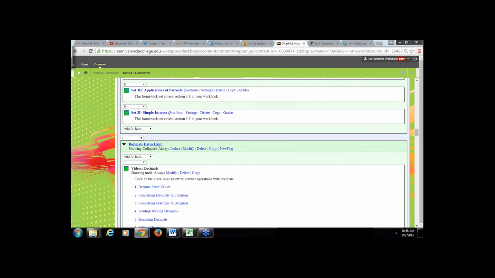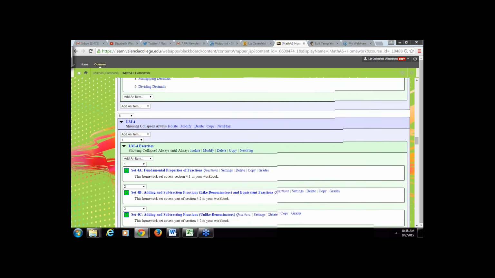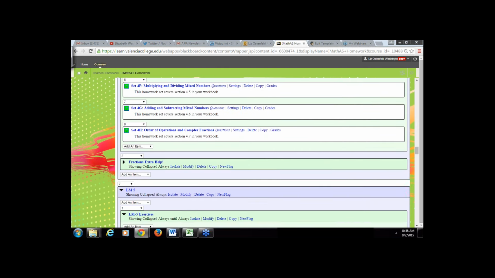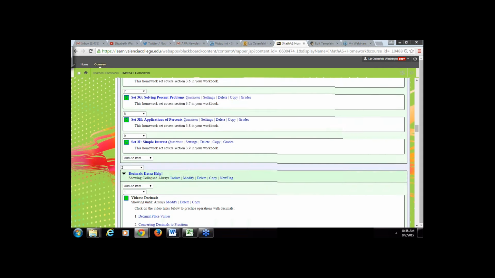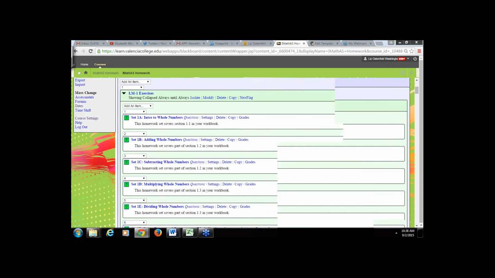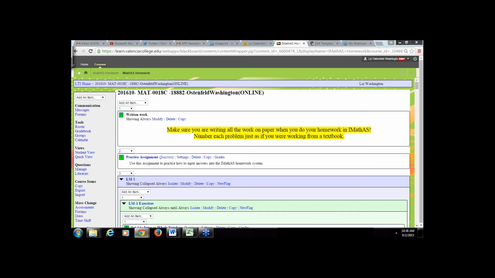And I'm just going to keep scrolling, and I'm going to look for those extra help buttons. There's decimals, extra help. So they look like they're at the end of every homework section. There's extra help videos. So these should be, if I'm not mistaken, different from the videos that are in your Blackboard course. So do you have any questions so far about the iMathAS part?